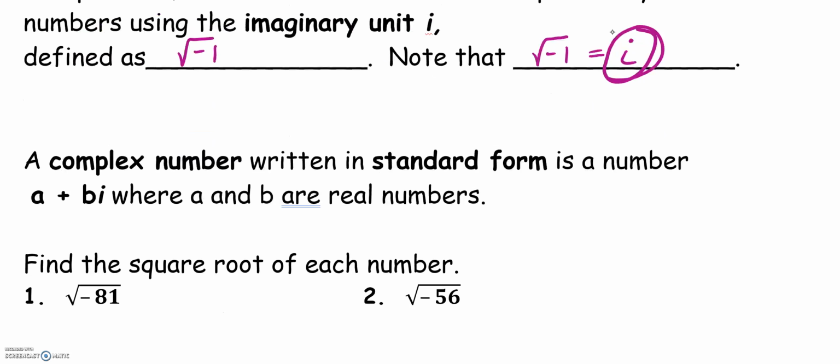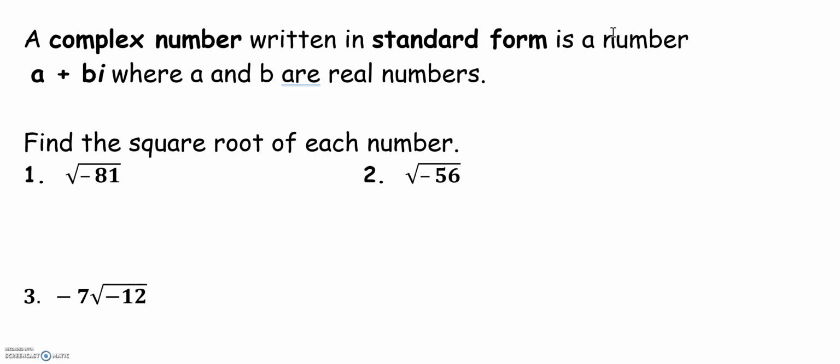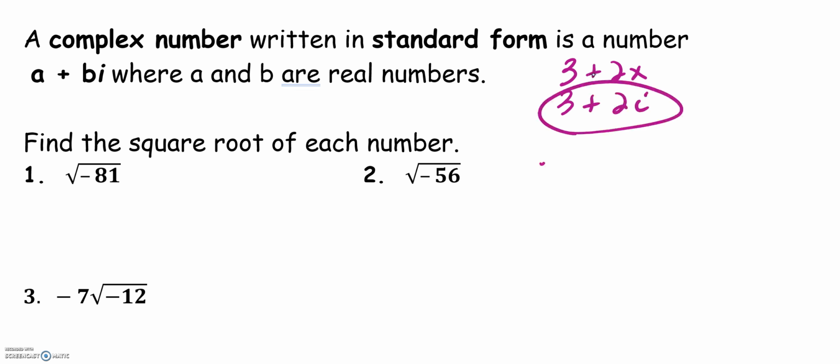A complex number written in standard form is in the form a plus bi, where a and b are real numbers. So sometimes we'll get an answer instead of like 3 plus 2x, our answer would be 3 plus 2i. So standard form is real number first and then imaginary second. It's just how we write it.